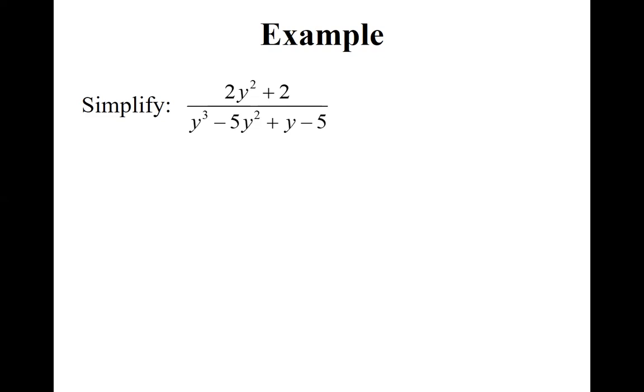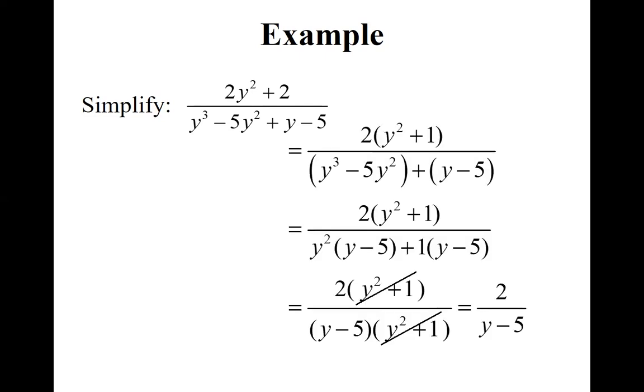Now, 2y squared plus 2 over y cubed minus 5y squared plus y minus 5. On top, we can factor out a 2. We'd be left with y squared plus 1. That can't be factored any further. There is no factorization for the sum of squares, just for the difference of squares.